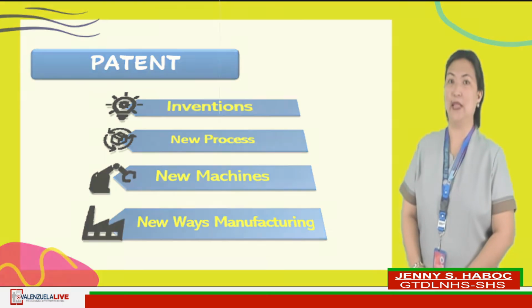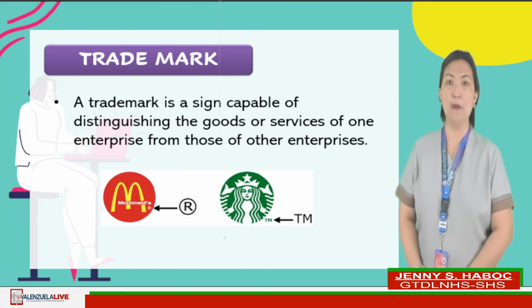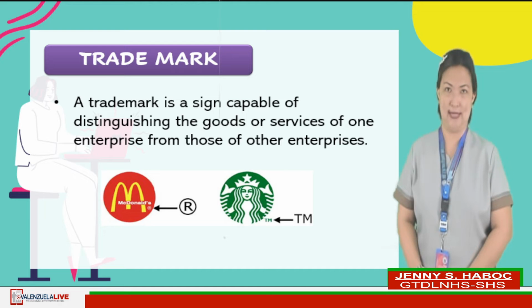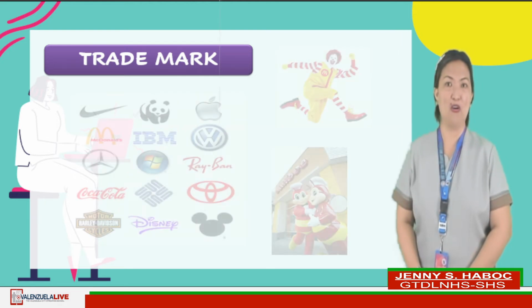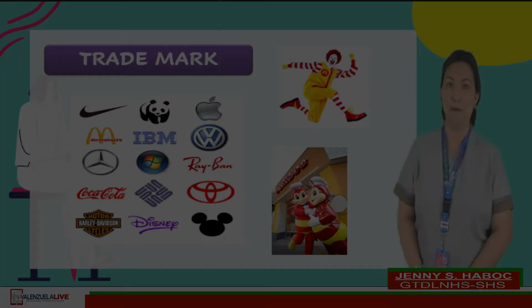The third type of intellectual property is the trademark. A trademark is a sign capable of distinguishing the goods or services of one enterprise from those of other enterprises. Using a trademark covers unique branding and identifiers like business names, logos, slogans, mascots, and more.